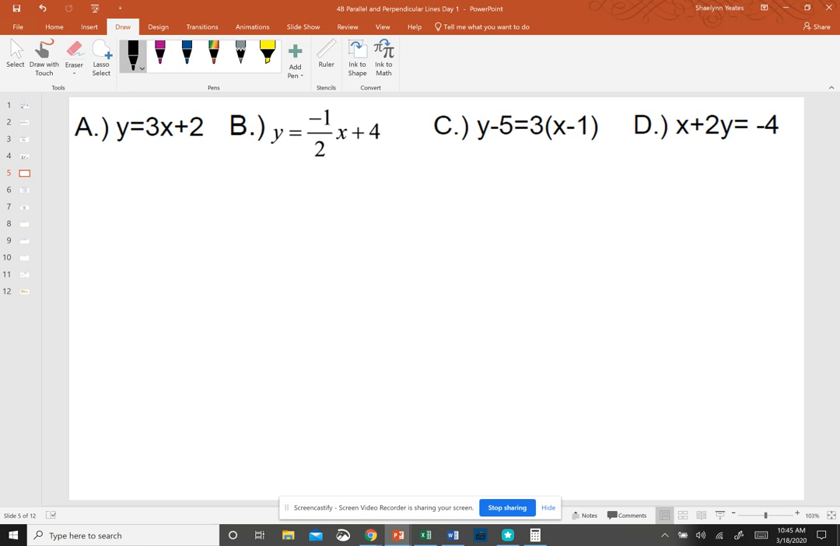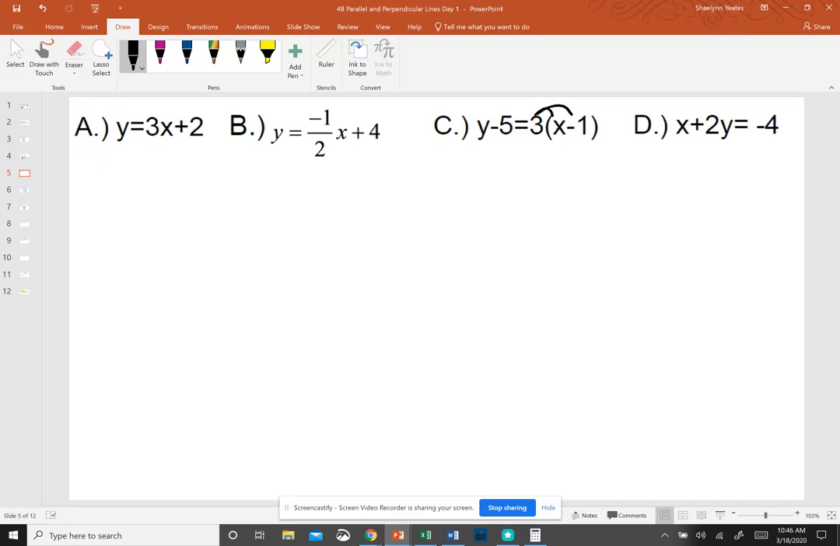Now, we're going to decide which between all of these are parallel. I will let you decide if you want to try to do it on Desmos or not. It's up to you. I'm actually going to simplify these all down so they say y equals. So these first two are already set up to be y equals, which is fantastic.